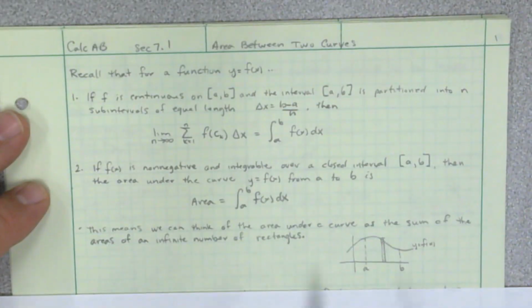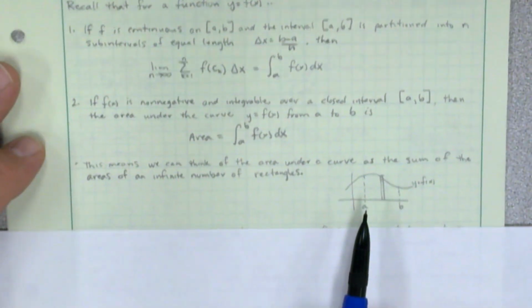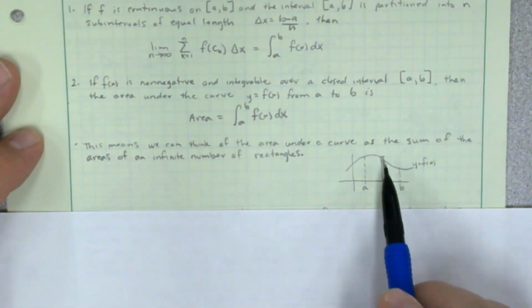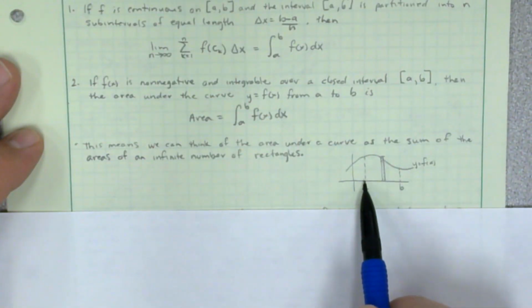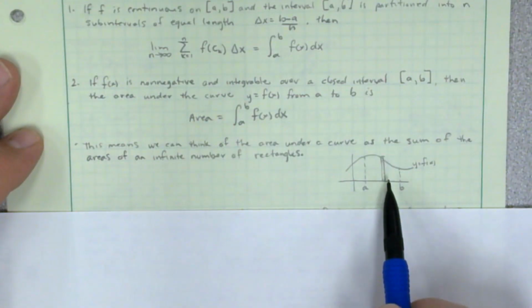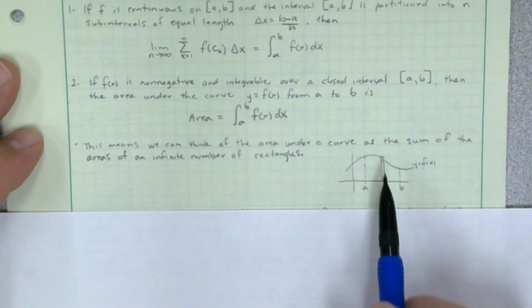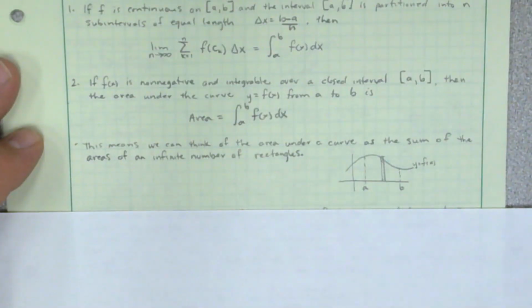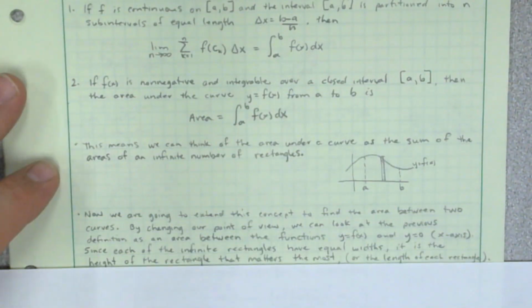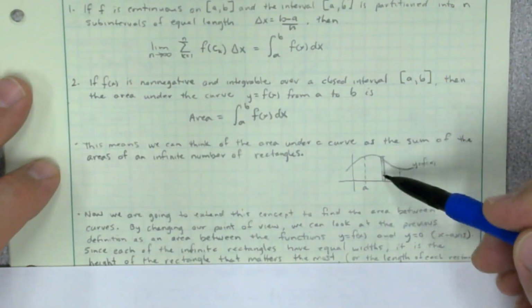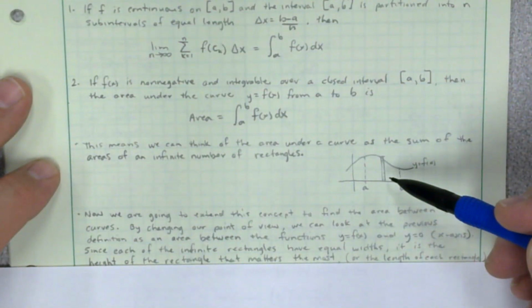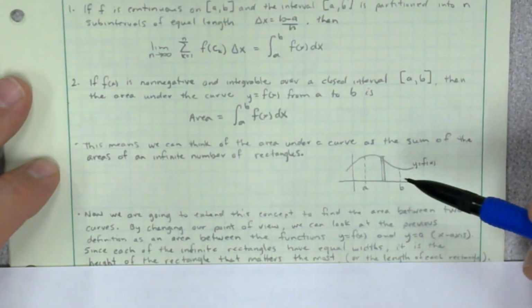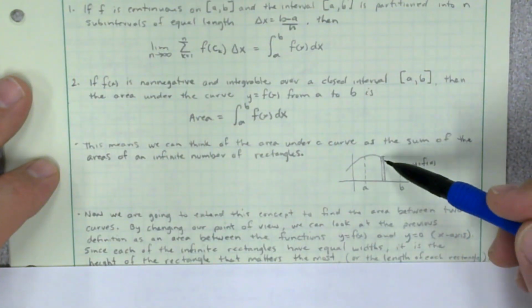So this means that we can think of this area as the sum of a bunch of rectangles, as you can see right here, from A to B. Take this number of rectangles to infinity, so these are super thin. And what we're going to do now, and we did this earlier, is take this to the next level. And in that level, we're going to do this between two curves.